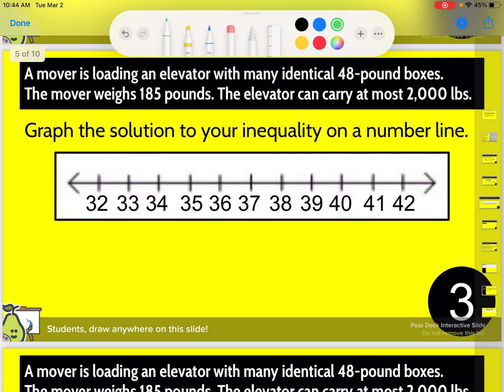Okay? So now it says graph your solutions to your inequality on the number line. So that means that if my answer is 37.8, it's going to be somewhere here, I can include that, and it has to be or less. So it can't be 38. It's got to be somewhere between 37 and 38.